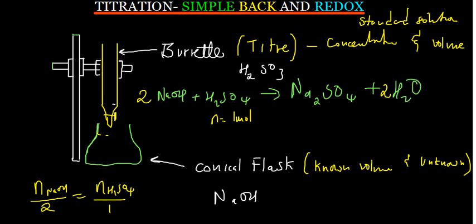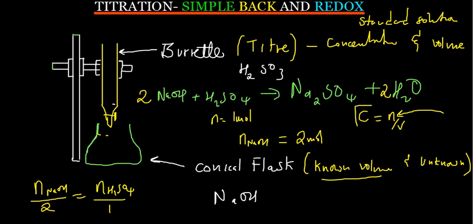So the number of moles of sodium hydroxide is basically going to be 2 multiplied by the number of moles of sulfuric acid, which is 1. So the number of moles of sodium hydroxide is going to be 2 moles. And we can as well determine the concentration of sodium hydroxide. Concentration is number of moles over volume. Since we already know the volume and we've already determined the number of moles, we can basically find the concentration also.